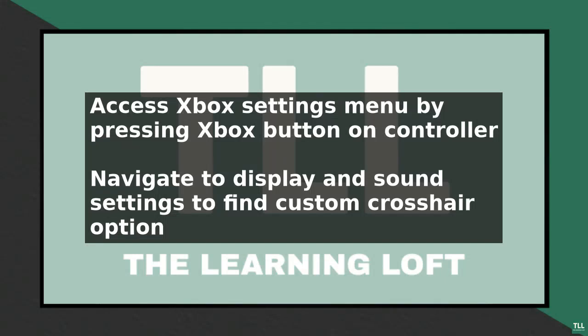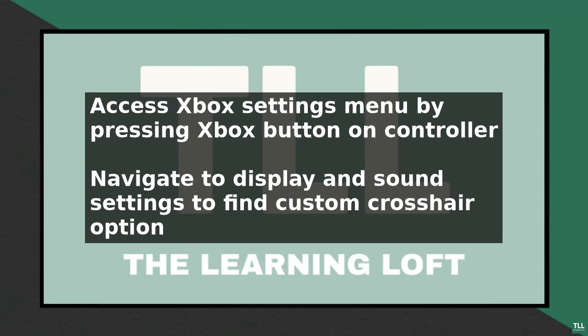To get a custom crosshair on Xbox, start by accessing the Xbox settings menu. This can be done by pressing the Xbox button on your controller, then navigating to the settings option. From there, select the display and sound settings, where you will find the custom crosshair option.